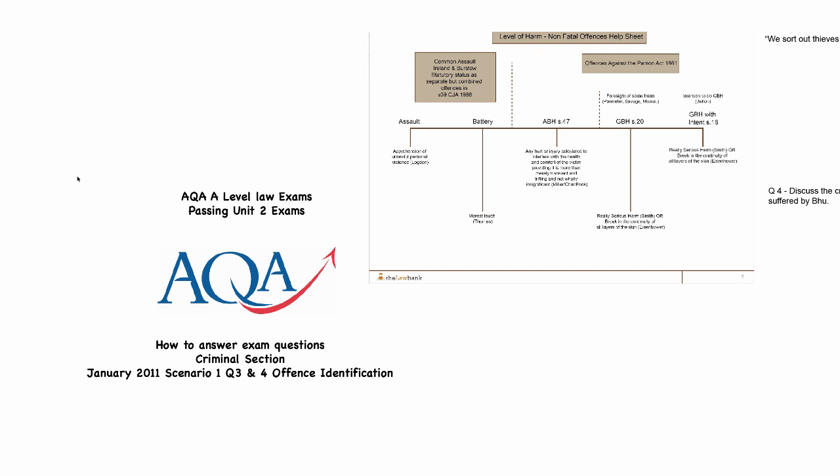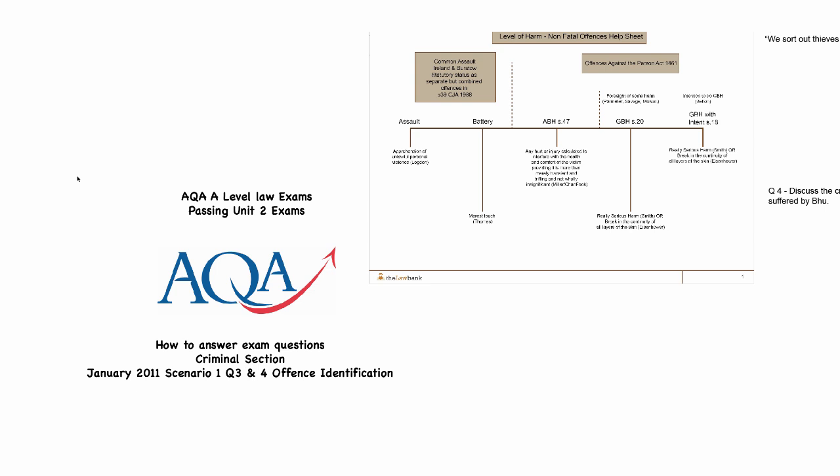Right, so let's start video 4 and we're going to pick up exactly from where we left off. If you recall, in the last video we used the level of harm chart to look at a specific problem question and to decide how easy it was to decide which offence we were looking at. We're going to look at that exact same exercise, but we're going to do it for the January 2011 scenario 1.